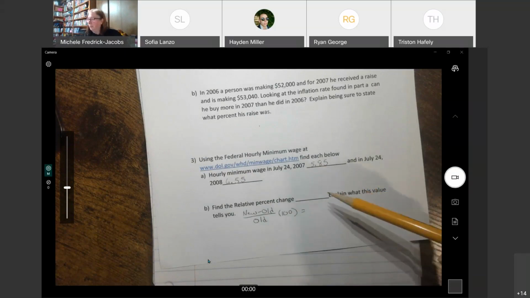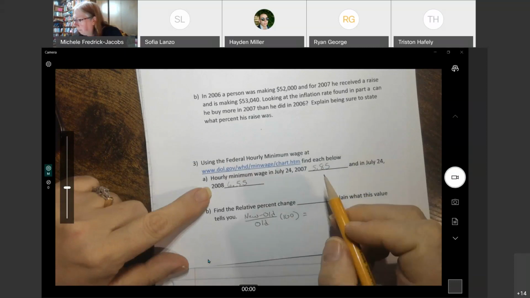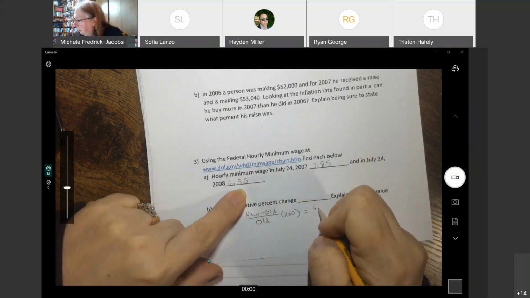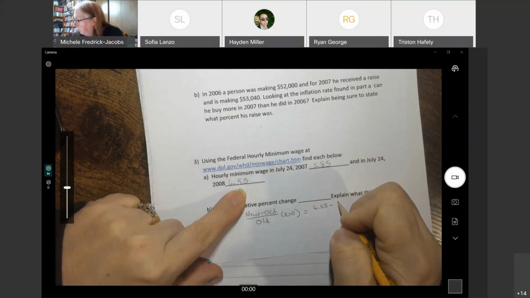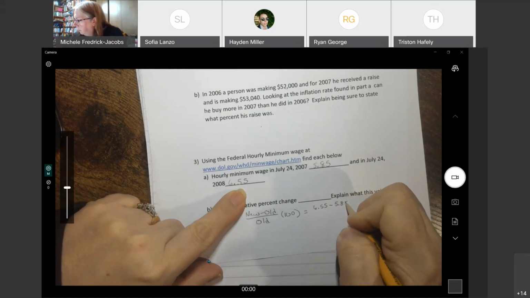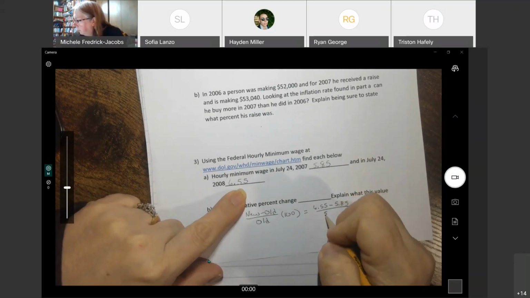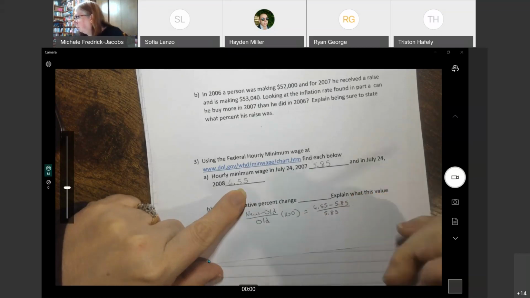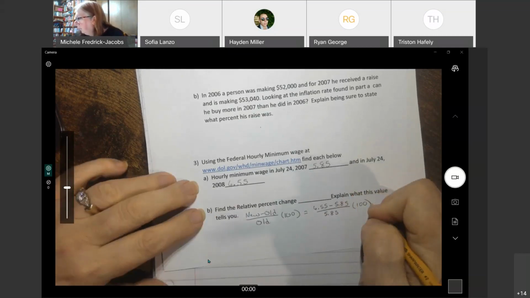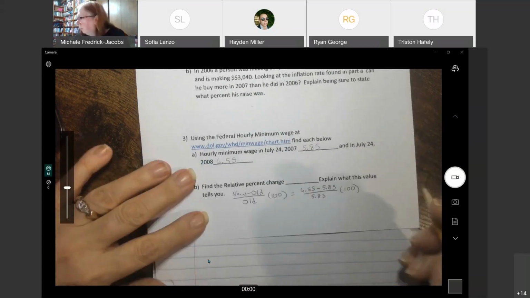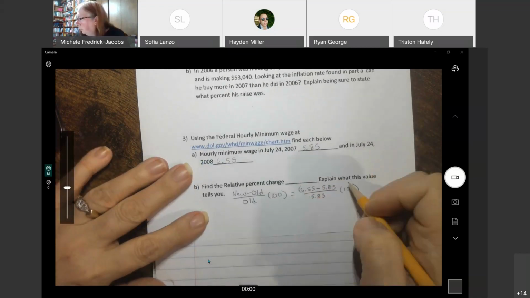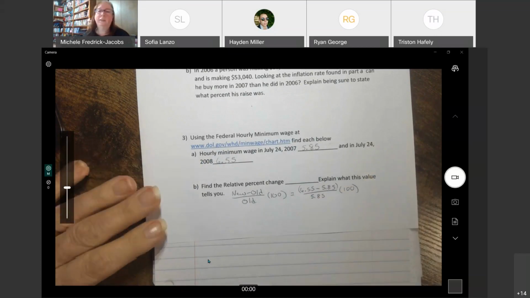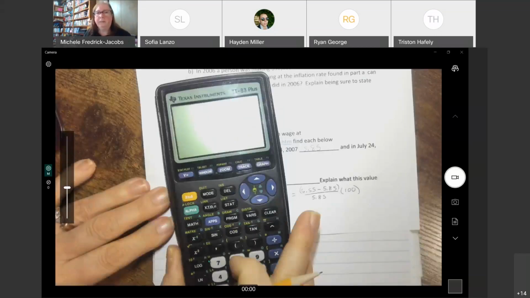Okay, relative percent change. New 655 minus the old, divided by the old, times 100 to make it a percent. You're entering it all at once. Unless you have a fraction bar in your calculator, this has to have parentheses. My calculator doesn't have a fraction bar.